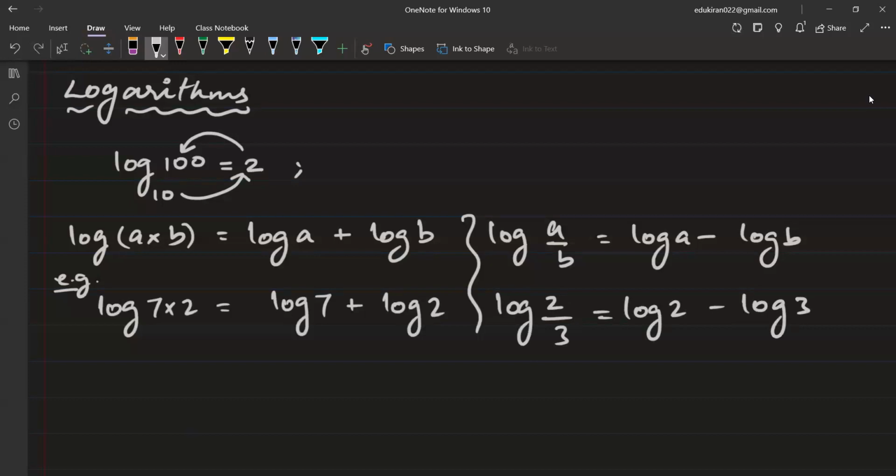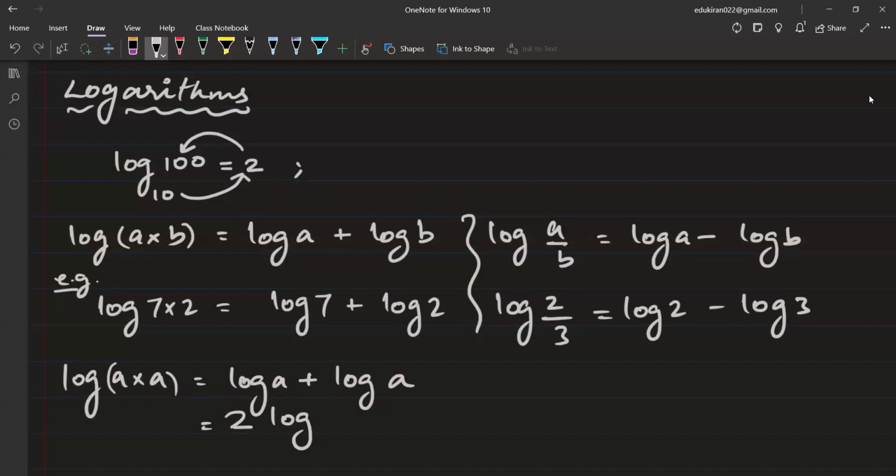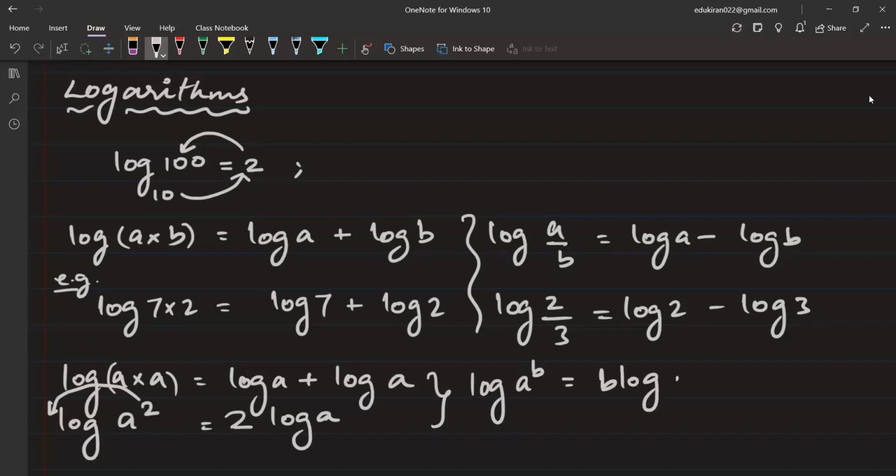अभी उसी तरह से इसी के एक्सटेंशन में देखिएगा, if I have log of a into a, क्या लिखेंगे, it will be equal to log a plus log a, is equal to क्या हो जाएगा, 2 बार log a है तो it will be equal to 2 log a. And log a into a को क्या लिख सकते हैं, log of a square. देख रहे हैं, this 2 is coming in front. इसी से एक रूल आता है, that is the power rule of log. log of a to the power of b will be equal to b into log a.